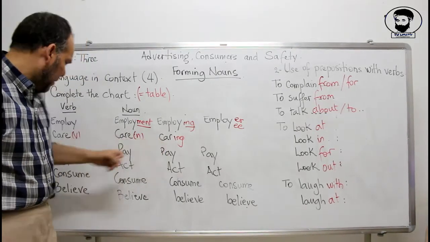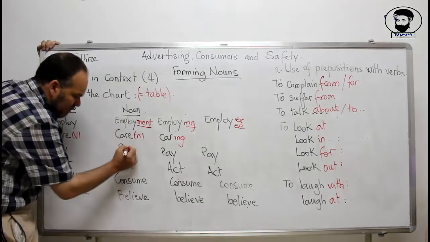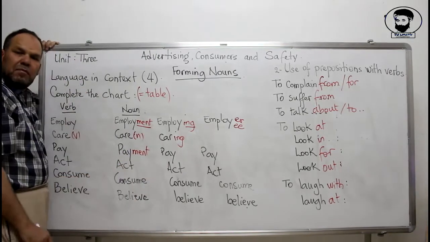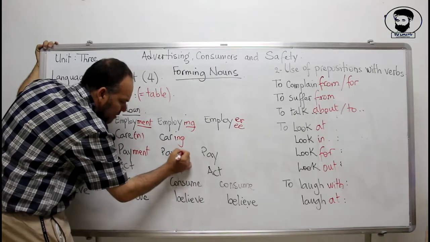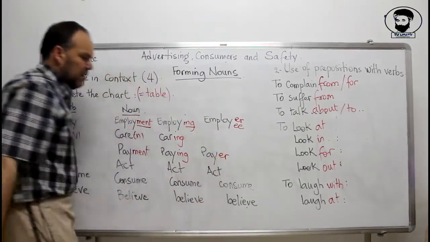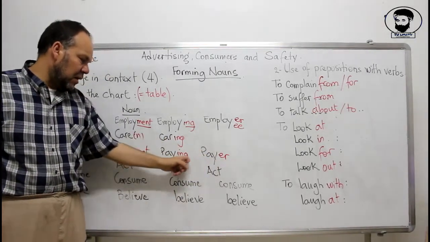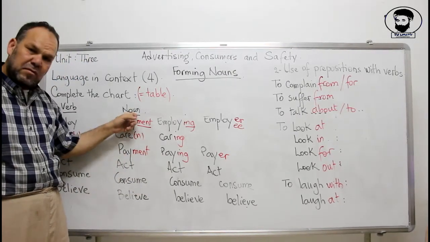Now, the verb pay, to pay. In English we say pay, payment, or paying, or payer. So if you add er to the root, or ing to the root, or ment to the root, you get a noun.